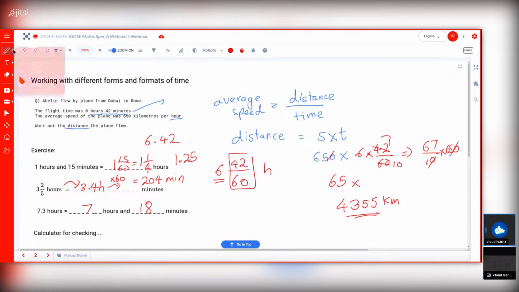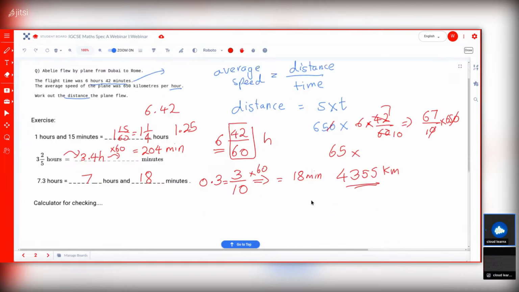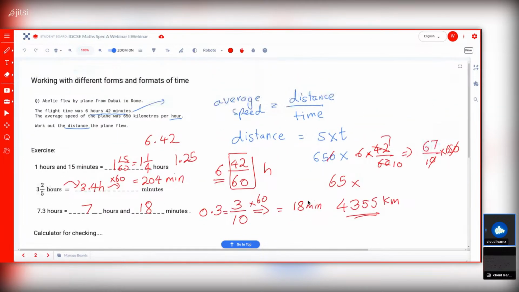So it's basically 3/10, which is what 0.3 is. And converted into minutes, you would multiply that by 60, right? Which will give you 18 minutes. So that's about time. Make sure you know how to work with these formats, how to interchange between the two, and so on.